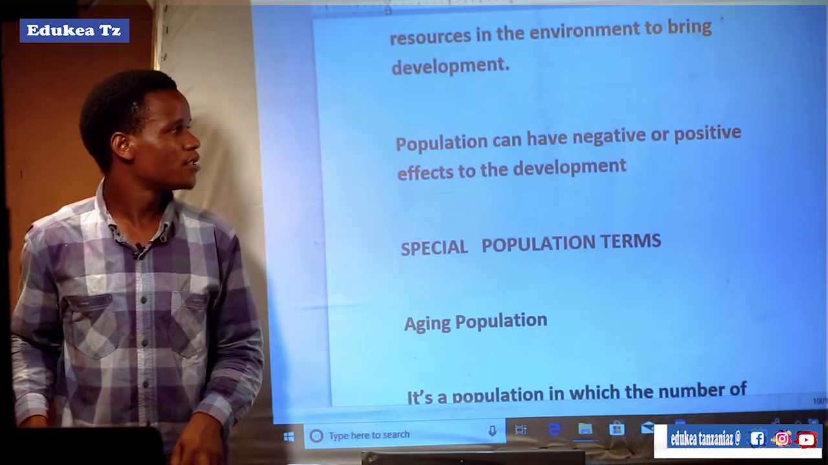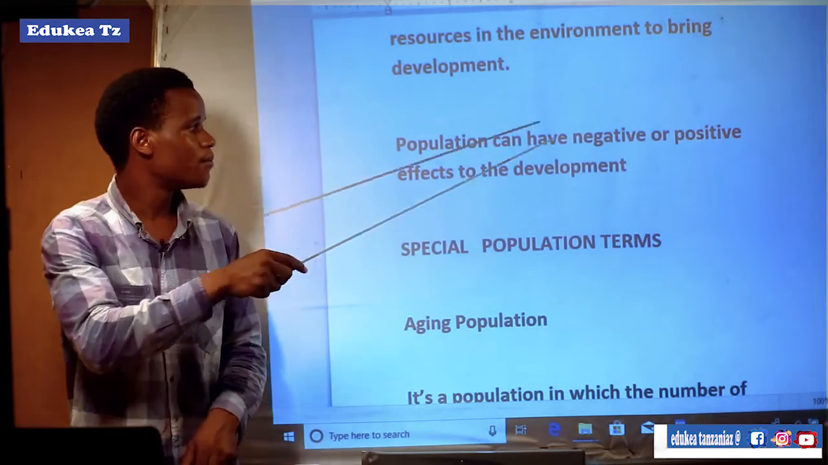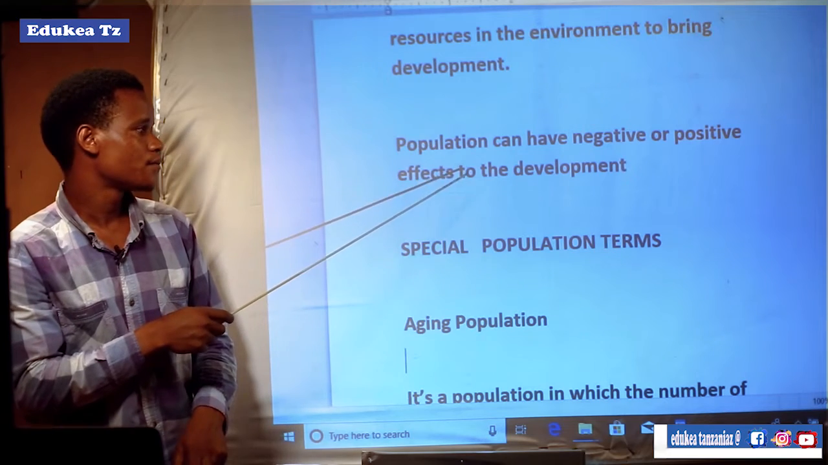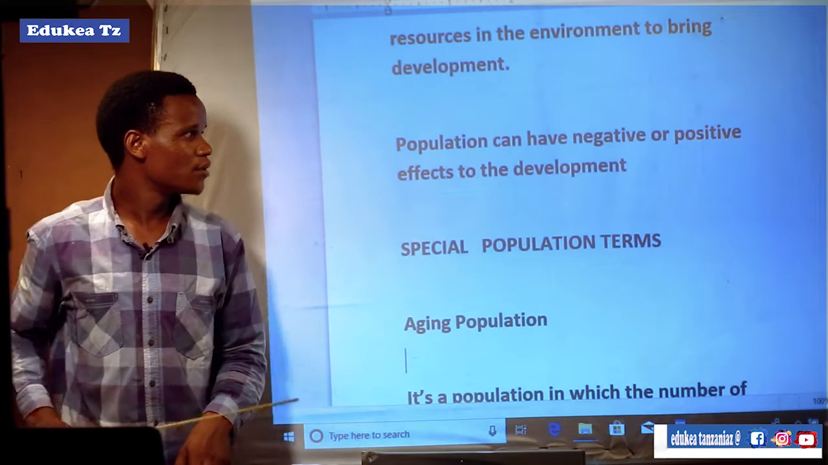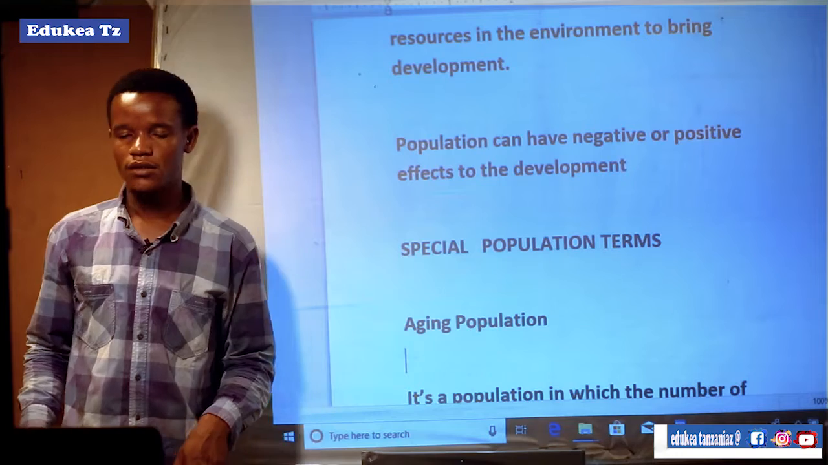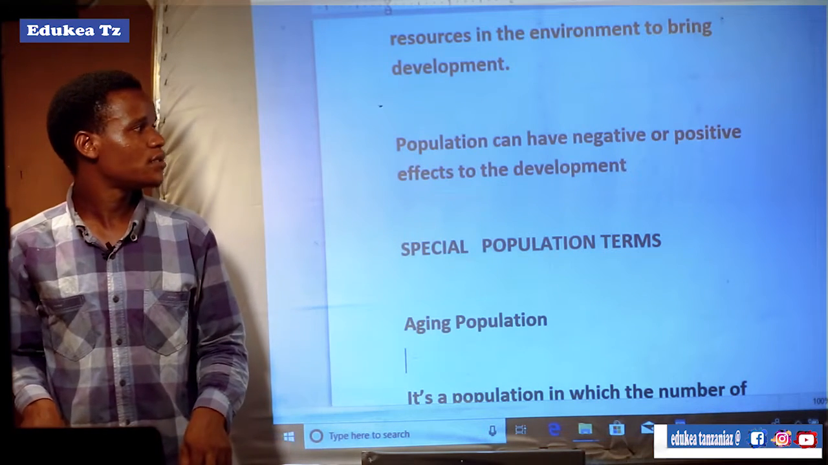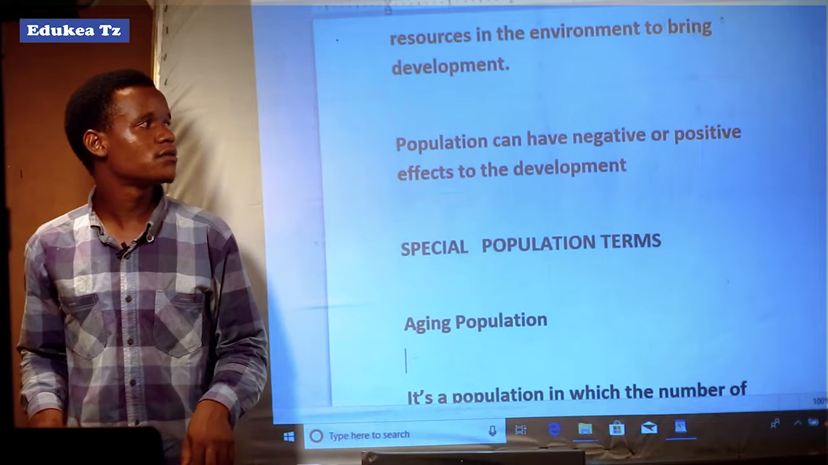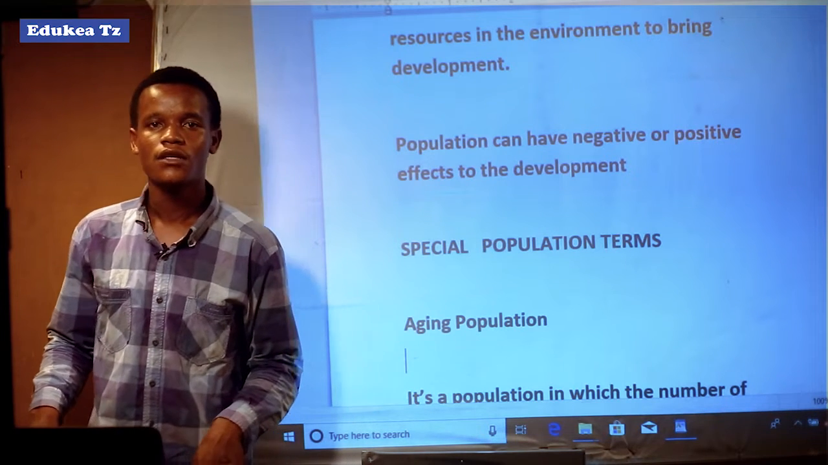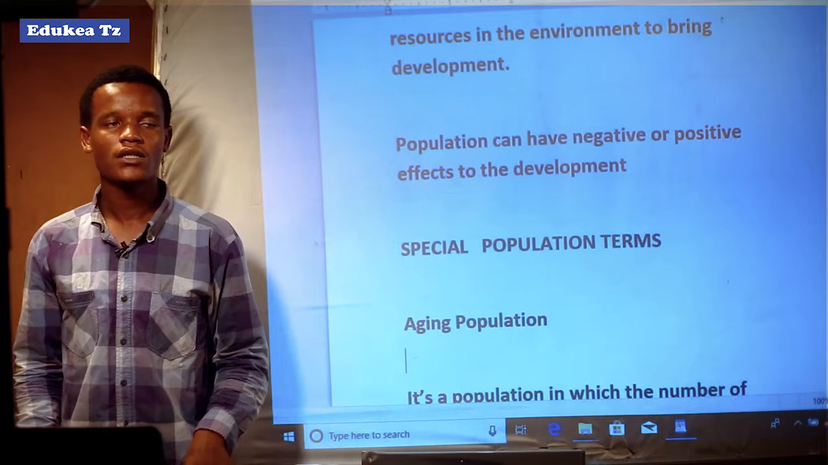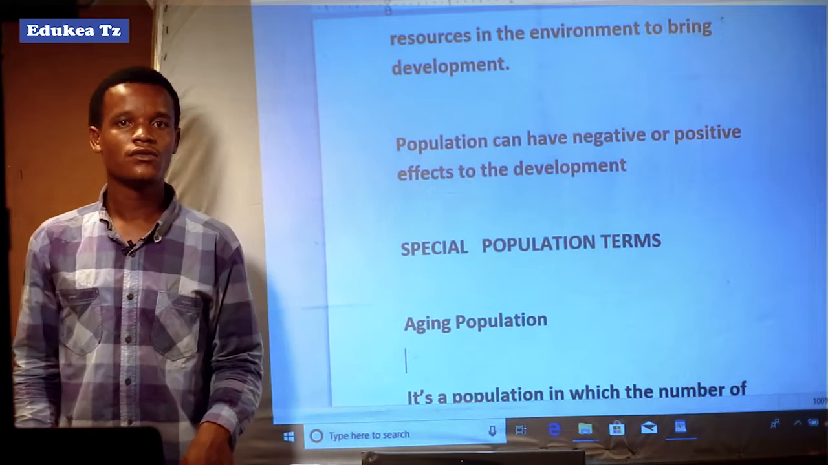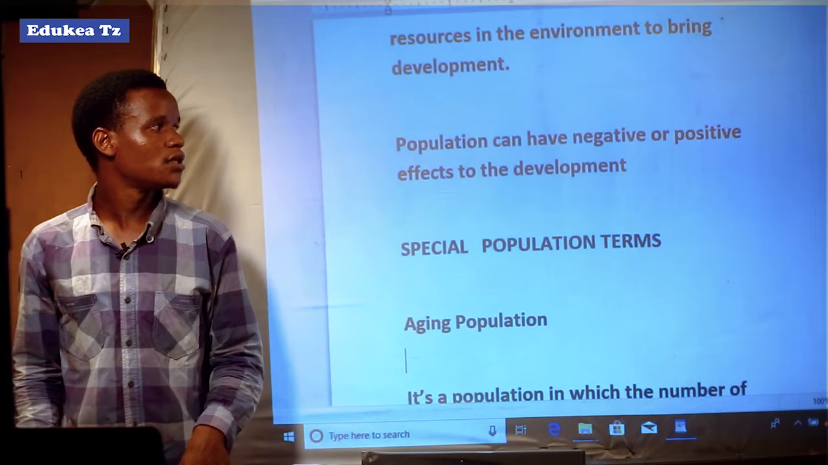Now let's see, population can have a negative or positive effect on development. This is true because in an area that has high population, there are positive and negative impacts. Let's now see what are those positive impacts of a high population in a certain area.